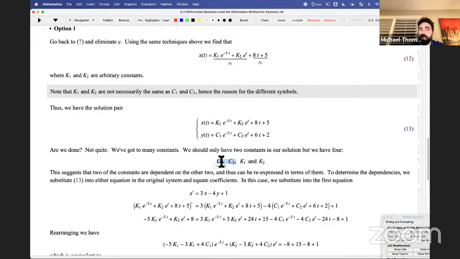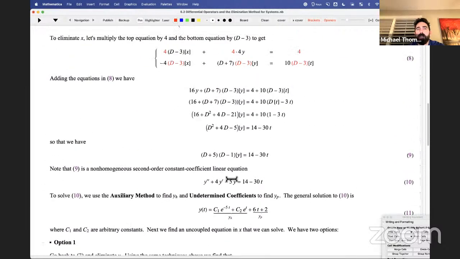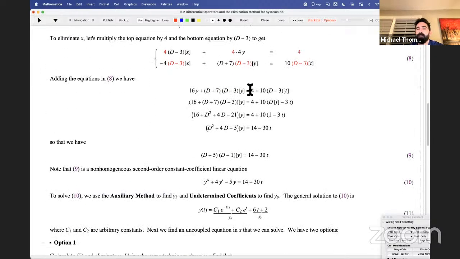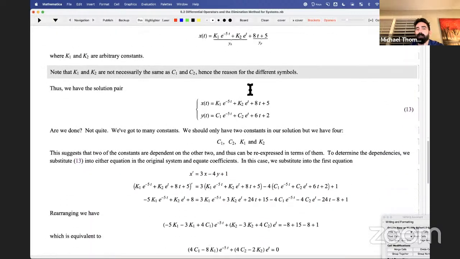So the idea is simple. If you want to figure out how they relate to each other so you can solve for 2 of them, all you have to do is go back to one of your original equations. This is the first equation, at the very, very top, right here. And then we'll just plug in our solution for X and Y, and we know it has to be true. What'll happen is I'll have K's and C's in there, and I should be able to expand out, equate coefficients, and solve for K1 and K2 in terms of C1 and C2. And that's what we're going to do.